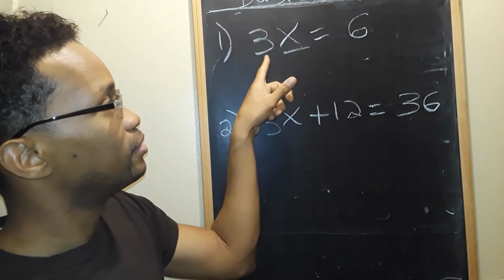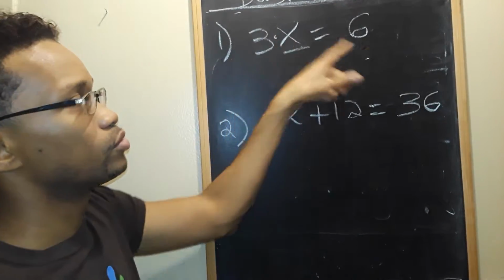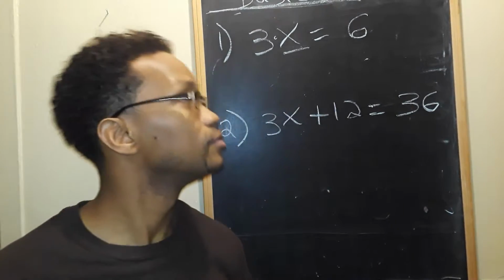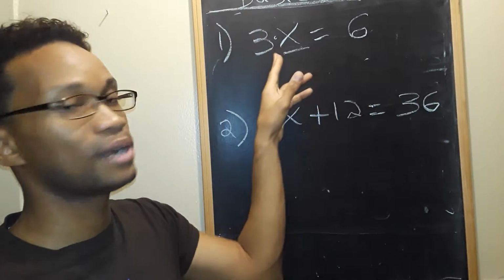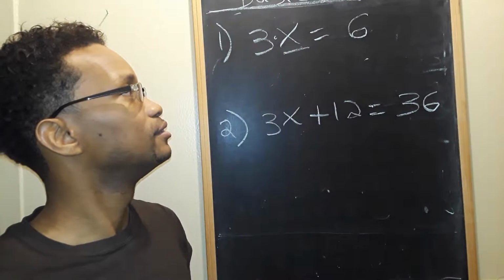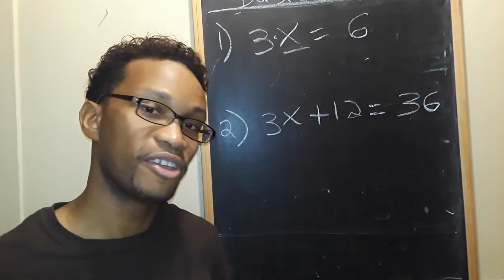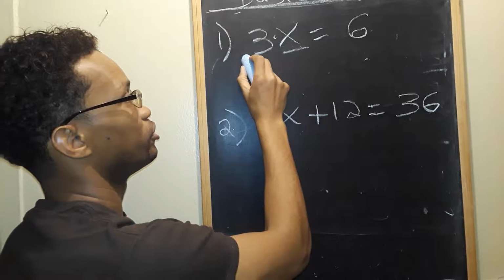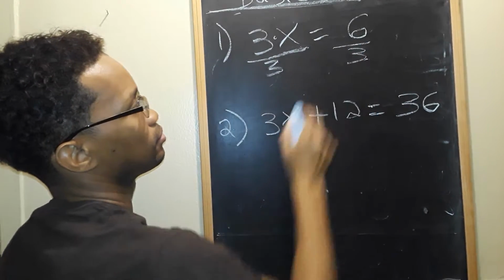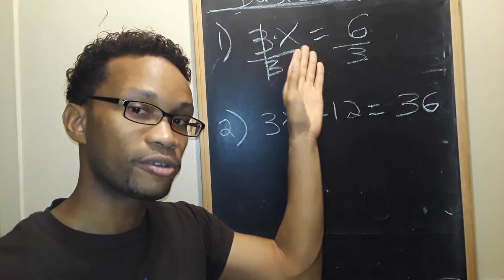The way this is written is telling you this is 3 times x equals 6. Okay? So in order to get this x by itself, since this is multiplied, 3 times x, to move this 3 to the other side, you need to do the opposite operation of multiplication, which is division. So what you need to do here is divide by 3 on both sides. Why do you do that? So that you could cancel out this 3 on this side, so you could leave the x alone here.